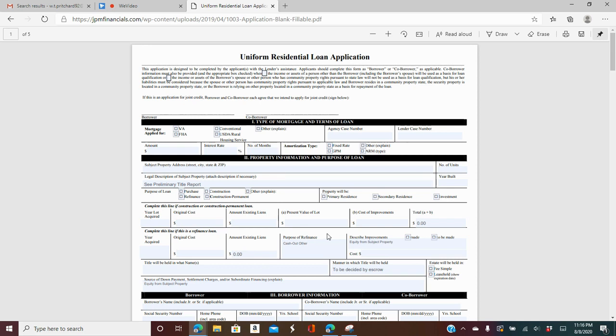And here it says purpose of refinance. There are two types of refinances. There's cash out and there is rate and term. When you are getting a rate and term refinance, basically you're saying that I might have gotten my house with a 5% interest rate and now rates are 2.75. I want to lower my monthly payment, my overall interest. I want to renegotiate the terms of my loan. And that's a rate and term.